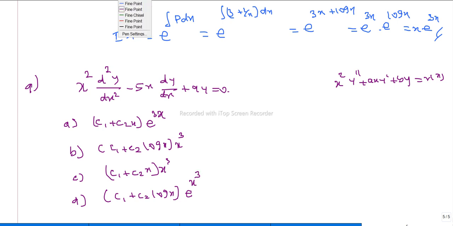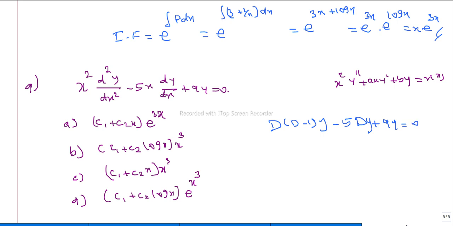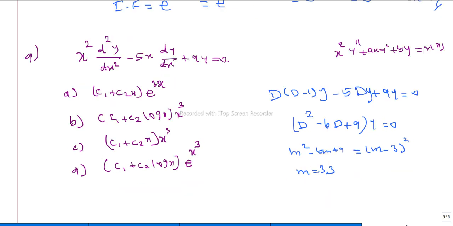Now after substitution, x square d square y by dx square reduces to D into (D minus 1) into y, minus 5 into x dy by dx is replaced by D, plus 9y equal to 0. If you take y outside, we get D square minus D, already we have 5D, therefore minus 6D plus 9, times y equal to 0. So the auxiliary equation is m square minus 6m plus 9, which is nothing but (m minus 3) whole square. Therefore the roots are 3 and 3, same and real.